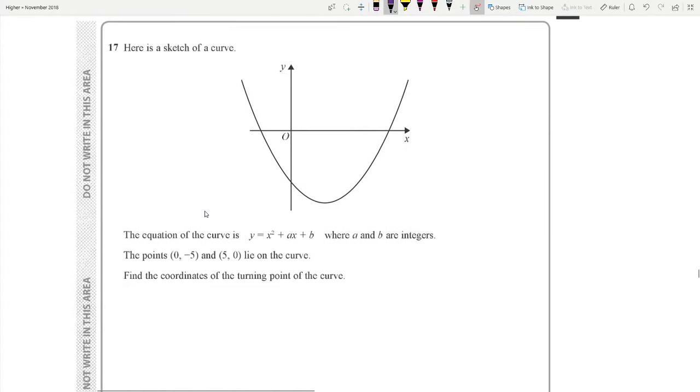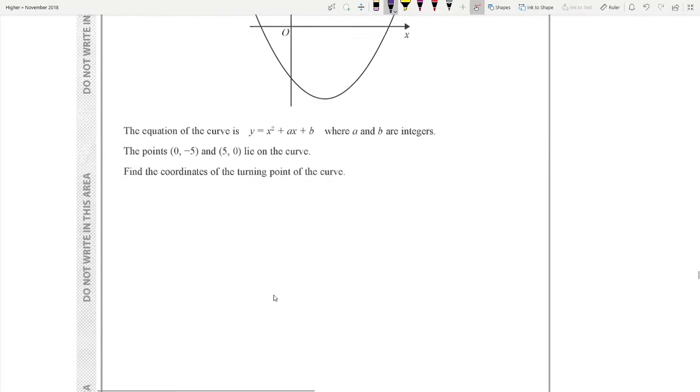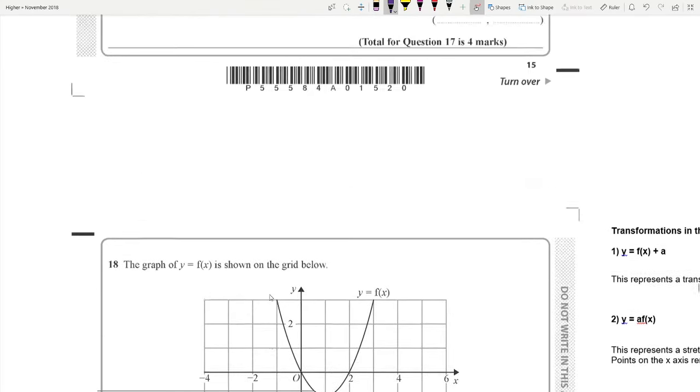Number 17. It's a question on transformation of graphs. We're given that this is a sketch of a curve. Rather, no, this is not a transformation. This is working out the coordinates of the turning point. The transformation comes in question 18.